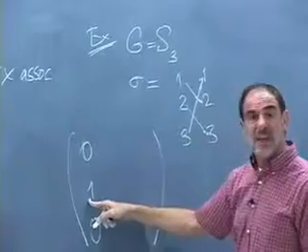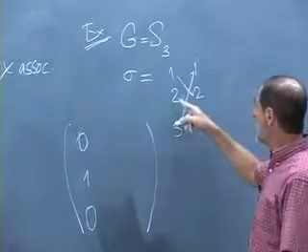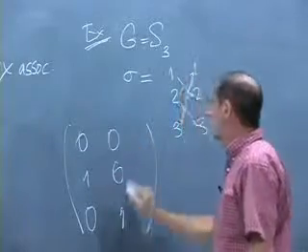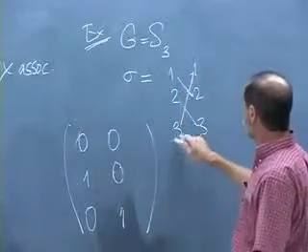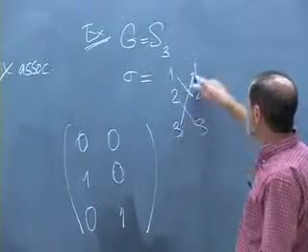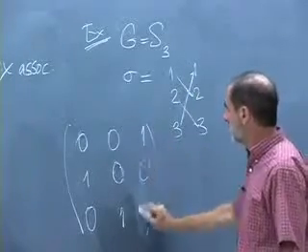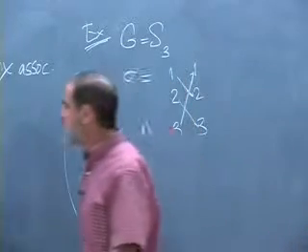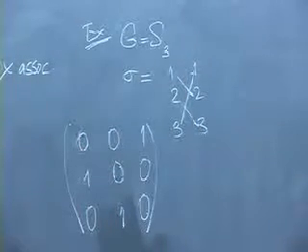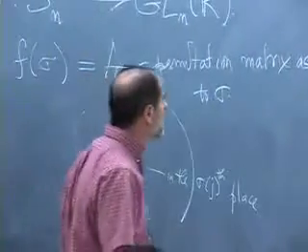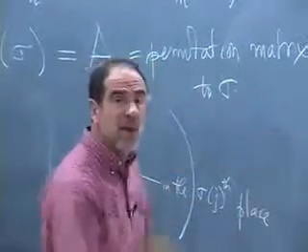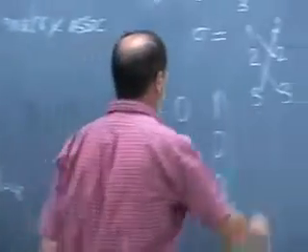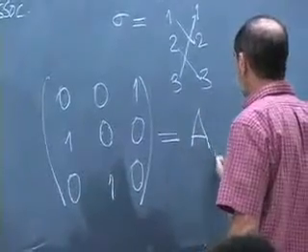1 occurs in the second place. In the second column, you see where it takes 2. It takes 2 to 3. So you put a 1 in the third place. And in the third column, you see where it takes 3. It takes it to 1, so it looks like this. So not only does every column have just a 1 in it and the rest zeros, every row has just a 1 in it and the rest zeros, because it has to go somewhere. And it's a permutation. So this would be the matrix A sigma.